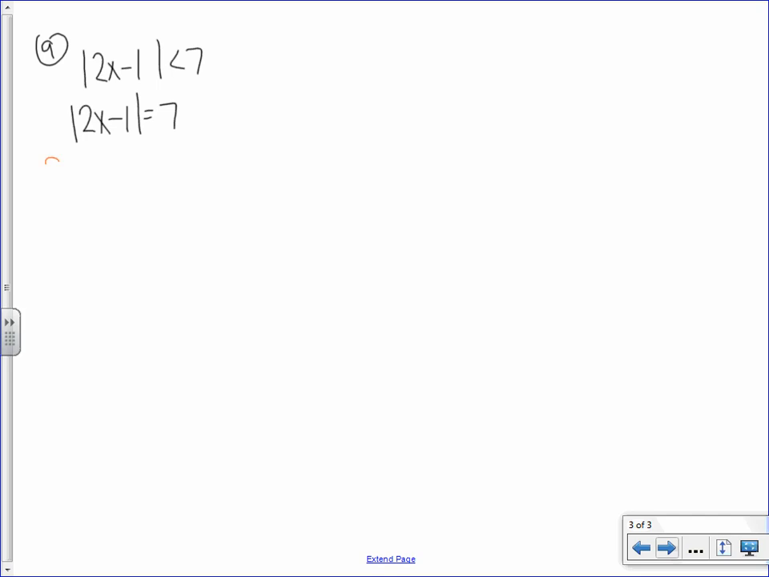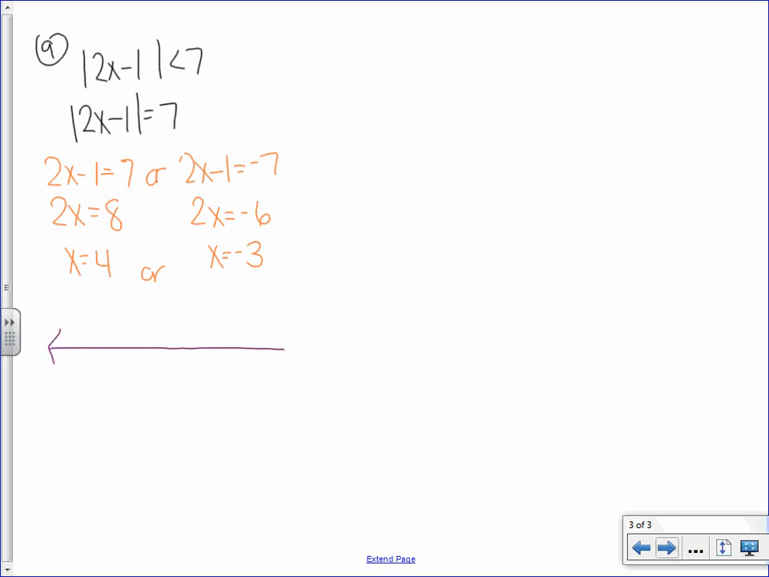Now let's break it into the cases. 2x minus 1 equals 7, or 2x minus 1 equals negative 7. Let's solve for x. This is going to give me 2x equals 8, or x is equal to 4. Or 2x equals negative 6, so x equals negative 3. That's what I'm going to put on my number line.